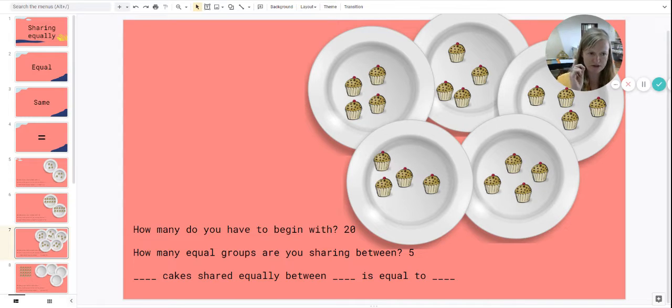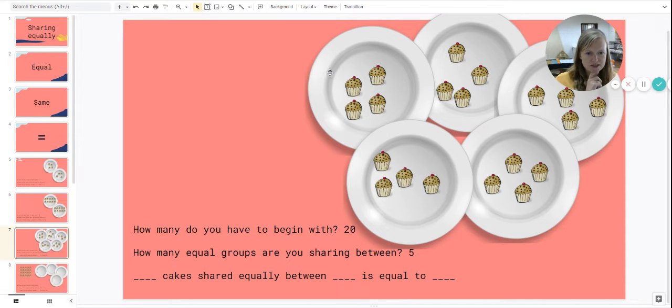Let's go through our criteria. There are none left, and each plate has the same amount on it, so we have shared them equally. Did anybody notice a faster way to share them? Did you notice we were dividing between 5 plates and there were 5 equal columns? We could have just pulled the columns over, couldn't we? But we did it very systematically just to be sure.